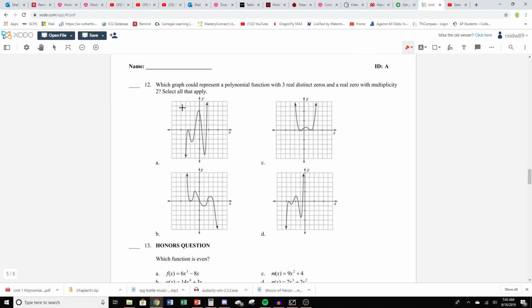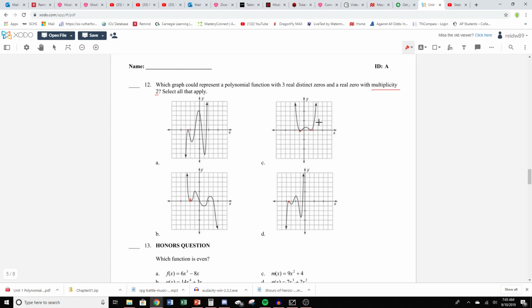Let's look at number 12. Which graph could represent a polynomial function with three real distinct zeros and a real 0 with multiplicity of 2? So remember, with the multiplicity of 2, that means we're looking for it to just touch the graph. So this one touches the graph right here. This one touches the graph. This one touches the graph. And this one touches twice.